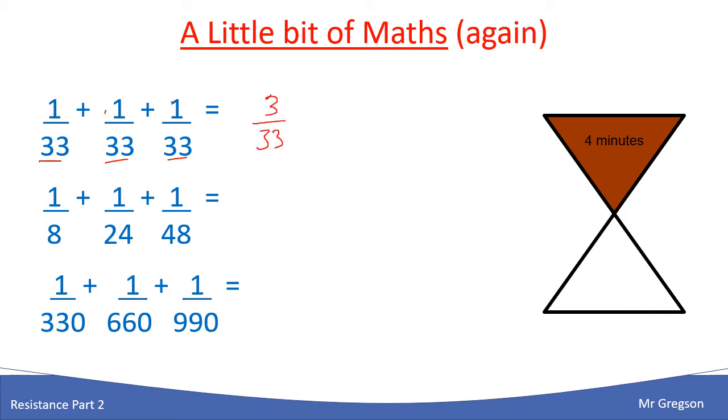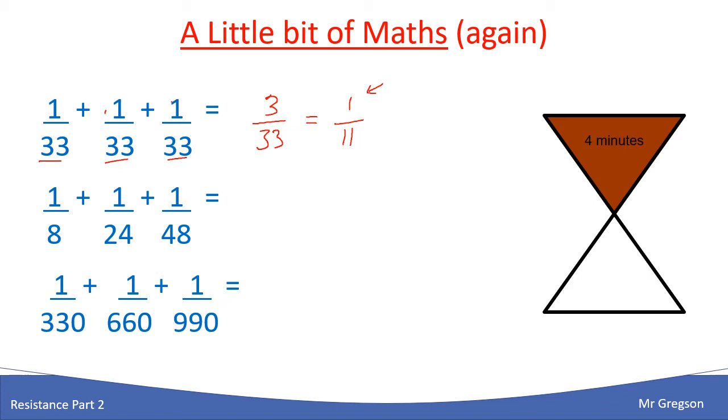Now in parallel resistance, yes, we do flip these over, but because this is just the math side, we'll just leave them as they are. I need to also simplify this. I can divide top and bottom by 3, so I'd end up with 1 over 11. Both are correct, but this one is more correct.